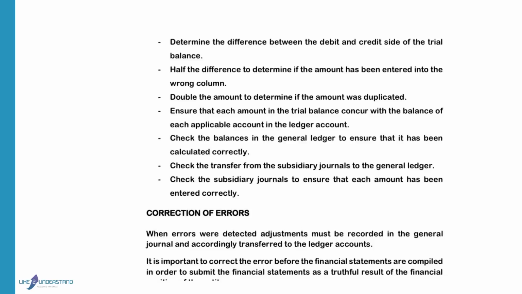Ensure that each amount in the trial balance occurs with a balance that's applicable to the ledger account, that you didn't transfer the amounts incorrectly from the ledger to the trial balance. Check the balances in the general ledger to ensure that you calculated all these balances correctly. Check the transfers from the subsidiary journals to the ledgers. And if you still don't have the mistake, you will have to check all your subsidiary journals to ensure that each amount has been entered correctly in the subsidiary journal.